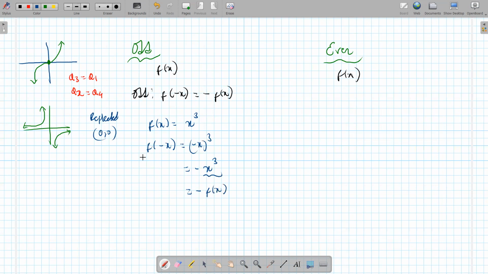So now look at the relationship. F of negative x is equal to negative f of x. This is the condition for odd. Therefore, x cubed is an odd function. Okay?